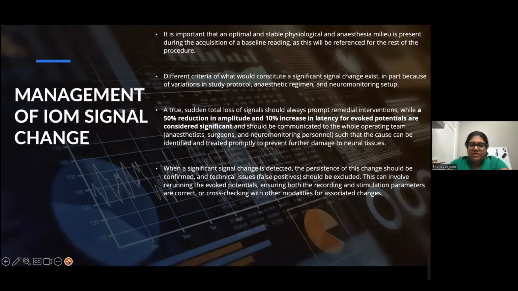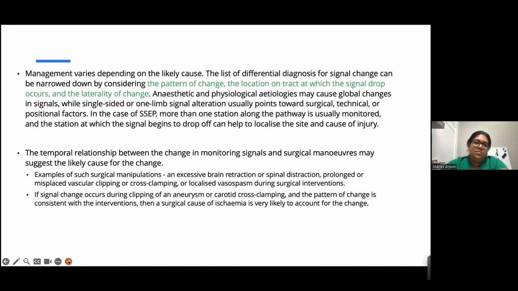When a significant signal change is detected, the persistence of this change should be confirmed and technical issues or false positives should be excluded. This can involve rerunning the evoked potentials, ensuring both the recording and stimulation parameters are correct, or cross-checking with other modalities for associated changes. The management varies depending on the likely cause, and the list of differential diagnoses for signal change can be narrowed down by considering the pattern of change, the location of the tract at which the signal drop occurs, and the laterality of the change.